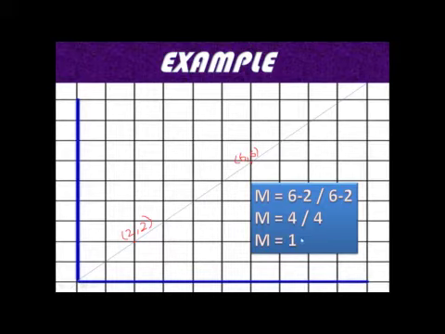One thing: the gradient is represented by the letter m. You should remember that. Because in the equation of a straight line, you would be given m, and you have to know that m is the gradient, nothing else. So just don't get confused.